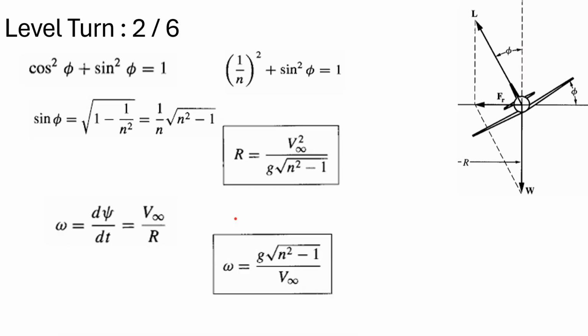Now we know the basic geometric equation of cos square phi plus sine square phi is equal to 1. We replace cos square phi with 1 over n, and we get an equation in terms of sine phi. We put that equation in the equation for radius of turn r, and we get the equation for r in terms of n. Now we know that the rate of turn is how the angle psi changes with time, and that is v infinity over r. So that gives us an omega in terms of g times root n square minus 1 divided by v infinity.